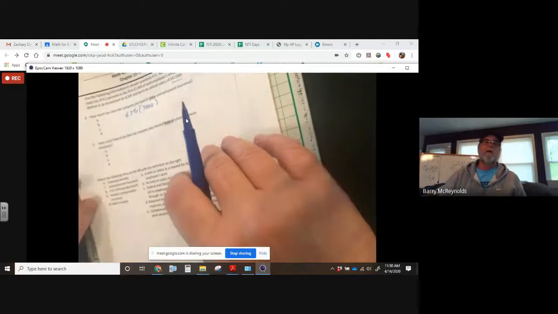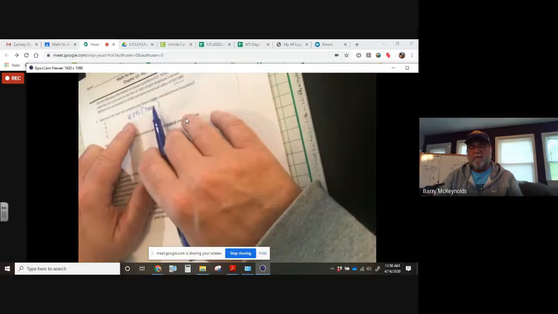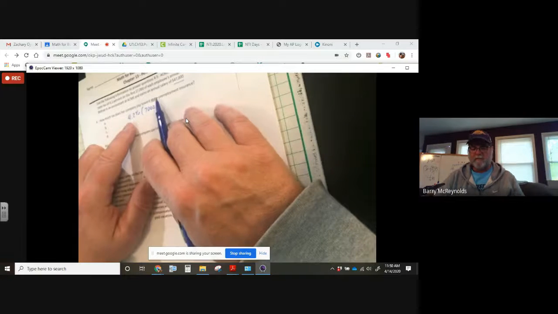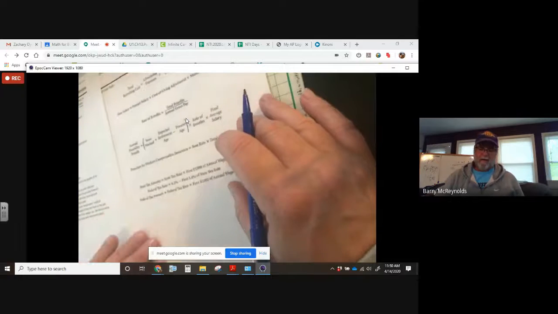Okay, so anyway, we'll take 4.2% times the $7,000 for the state. And that's right off of this formula here.